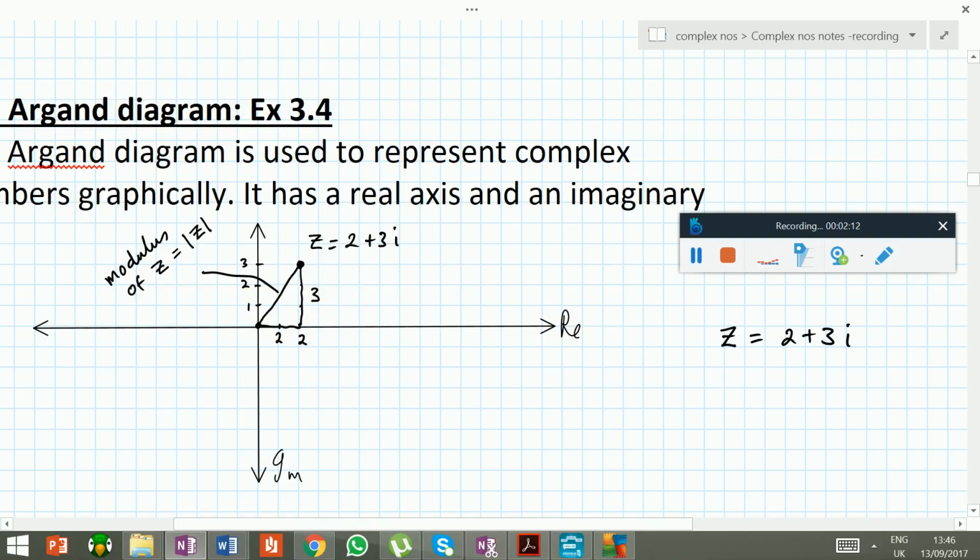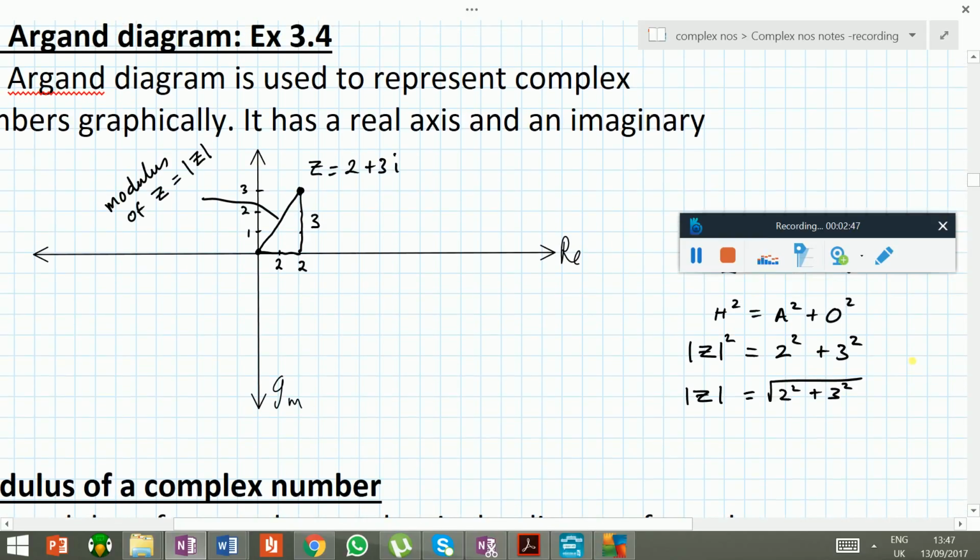So we can use Pythagoras: h squared is equal to a squared plus o squared. And so we're going to say the modulus of z squared is equal to a, which is 2, and we have to square it, plus 3 squared. And then to get the actual modulus of z itself, we get the square root of both sides, and you end up with the square root of 2 squared plus 3 squared.